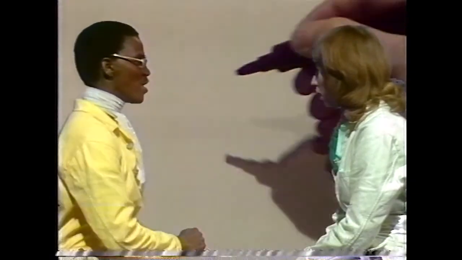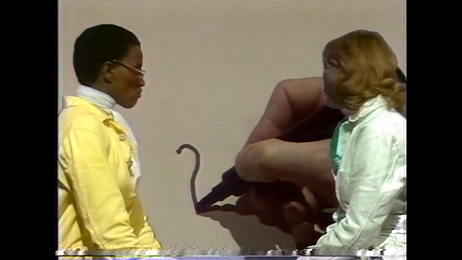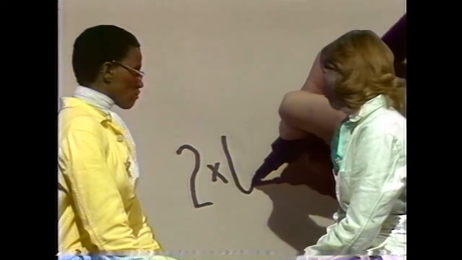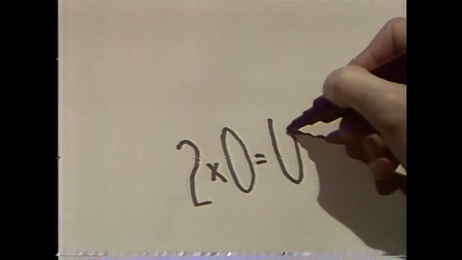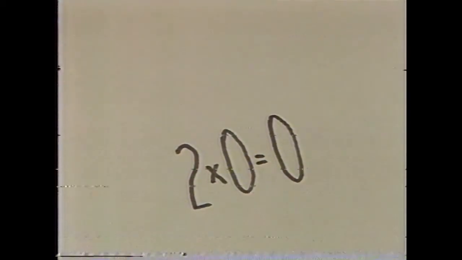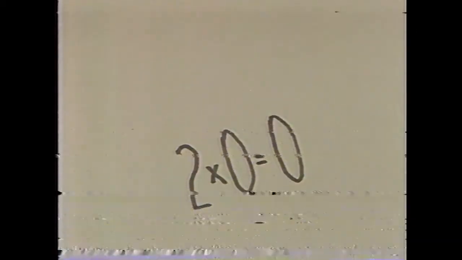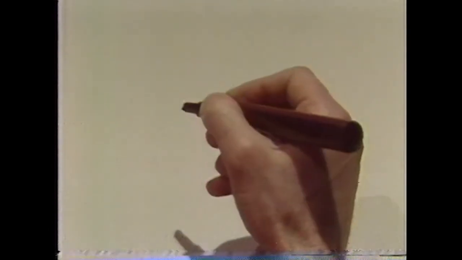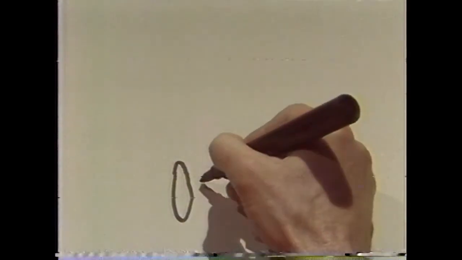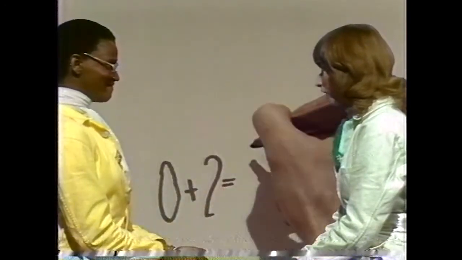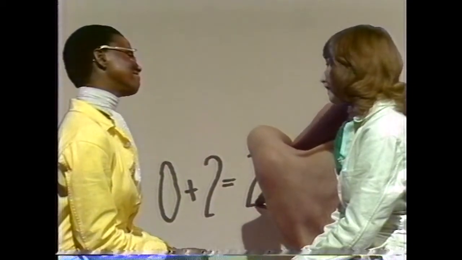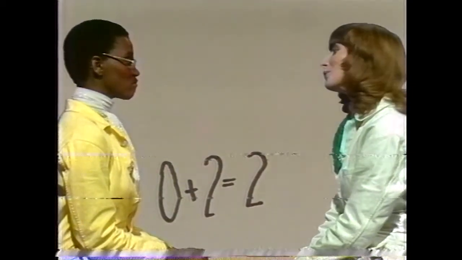Okay. How about this then? Two of us multiplied by zero. Zero. Oh, that's done it. No lots of two. Zero. See? Try something else. Get us back. Oh, all right. Zero add two is... Zero add two, two. See?